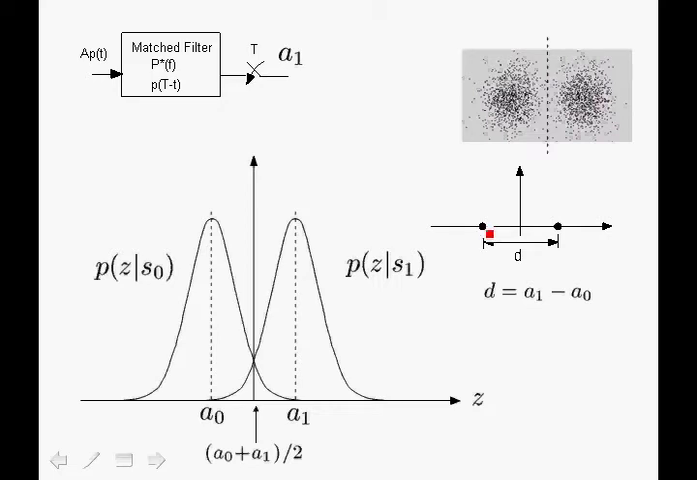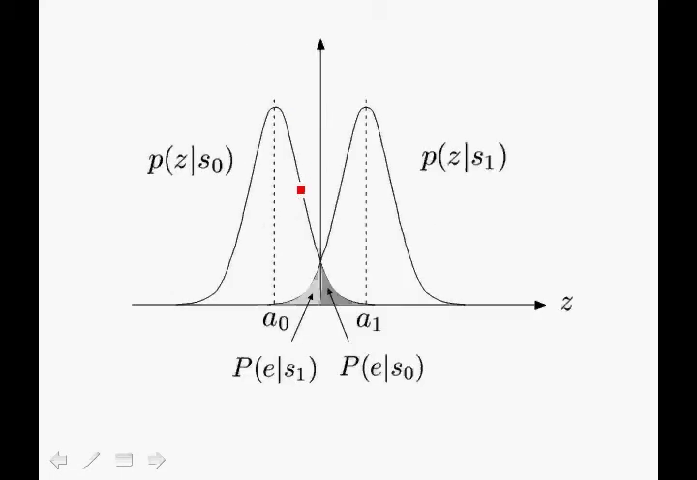If S0 was sent, but the received signal occurs in this location, then we make the decision that S1 was sent, and we have an error. The question is, what is the probability that we make this error? We can see that in the following diagram. Here we have the probability density function of the variable Z, the sampled output of the matched filter at the optimum sampling point, maximum signal-to-noise ratio.